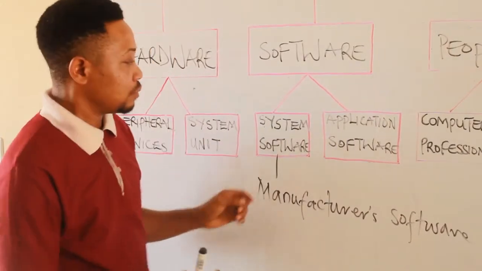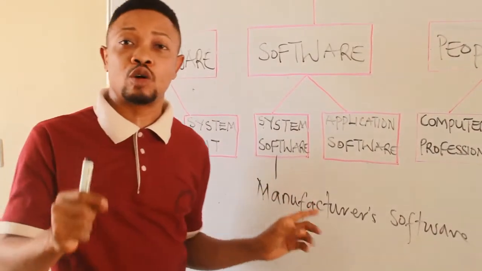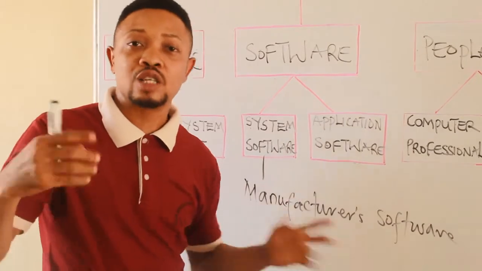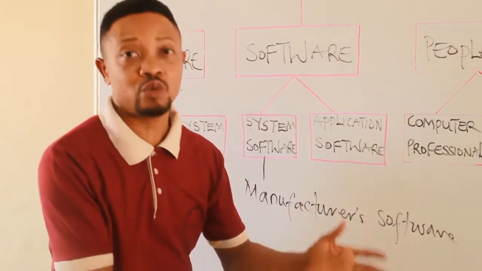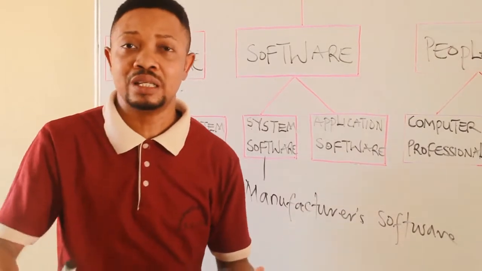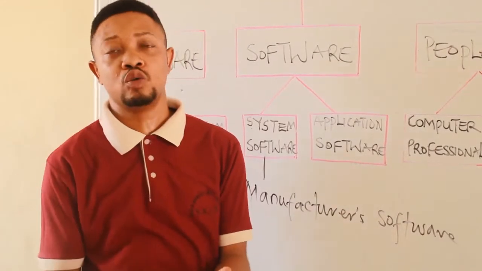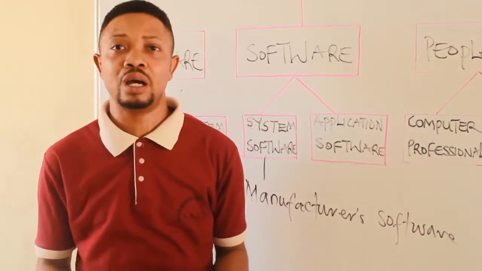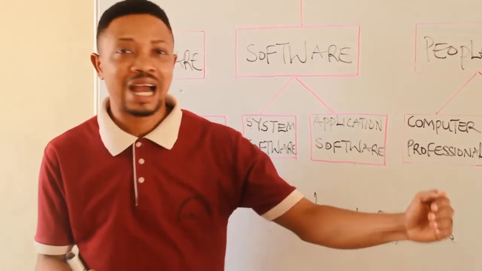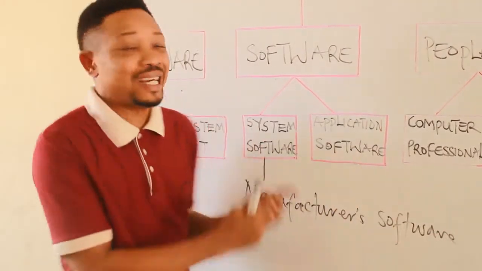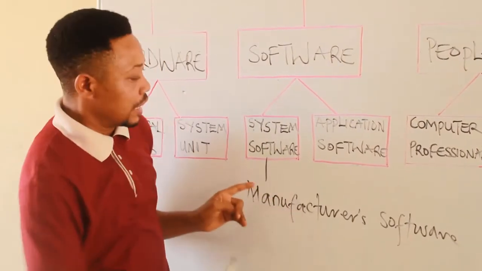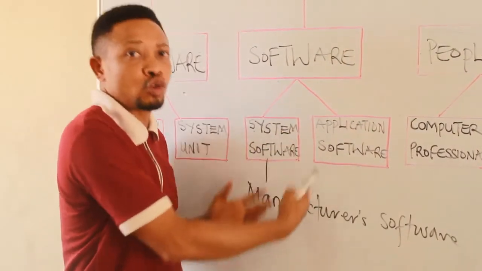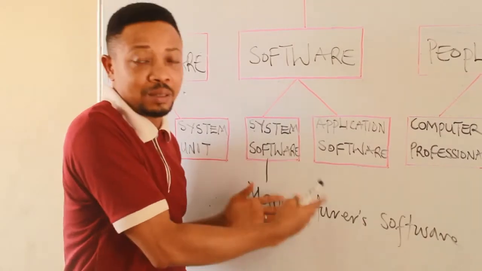Let me take it again. I said the system software can also be called the manufacturer's software because it is the manufacturer who designs the hardware. So he is the same person who will write the software code that will drive this hardware and make the hardware compatible with the software he has written. So he uses the software to control the system.